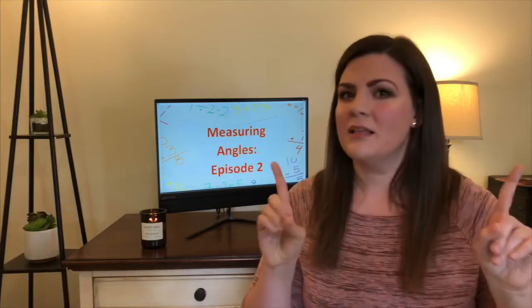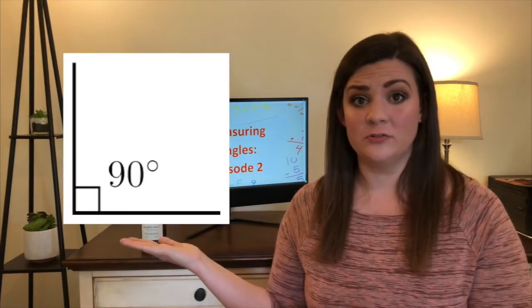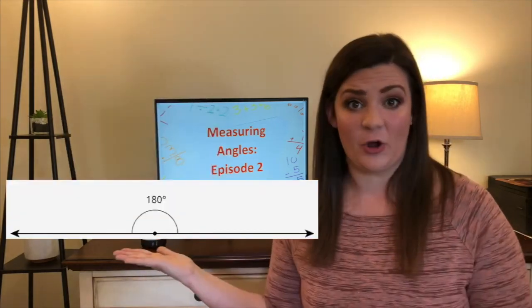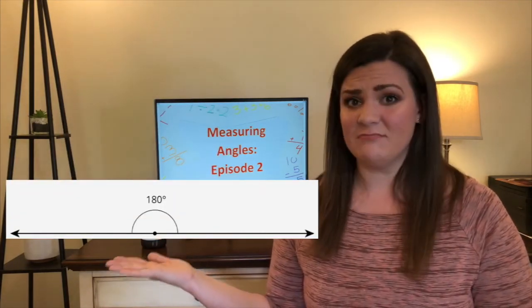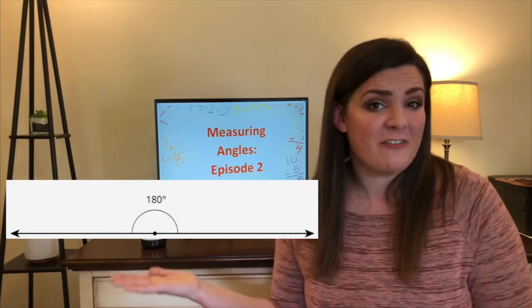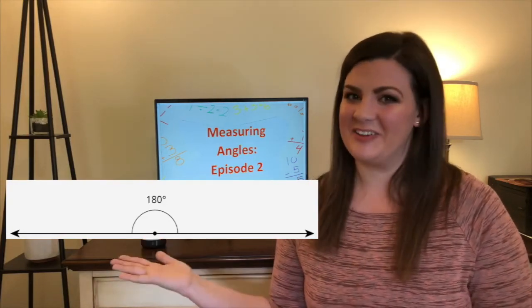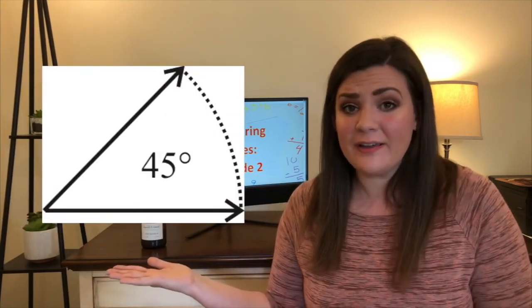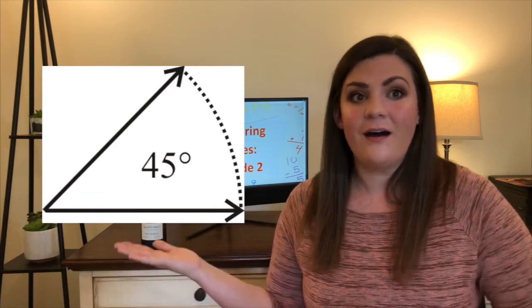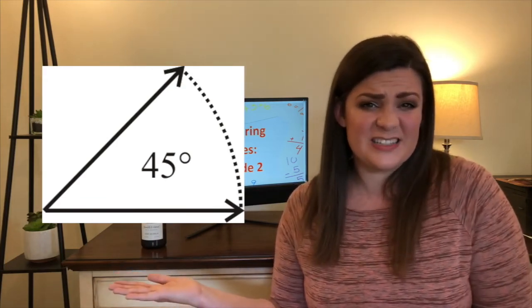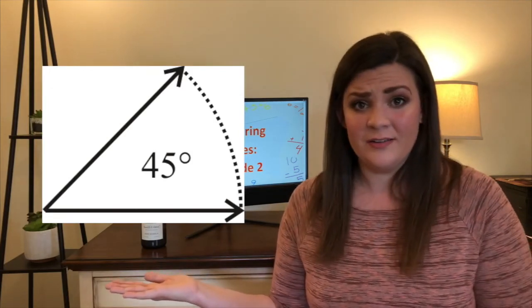Great job! Let's review. How would you classify this angle? Did you say a right angle? Awesome, why? Because it measures 90 degrees. How would you classify this angle? Did you say a straight angle? Why? Because it has a measurement of 180 degrees. Awesome. How would you classify this angle? Did you say an acute angle? Awesome. Why? Did you say because it's less than a 90 degree angle?